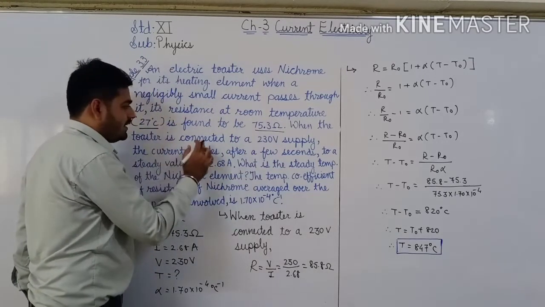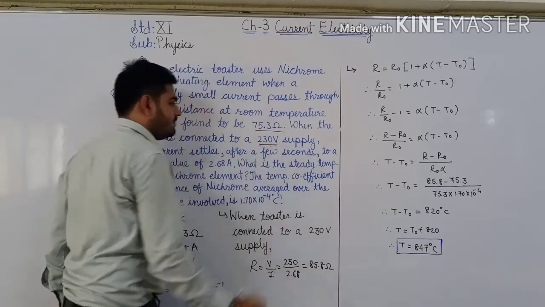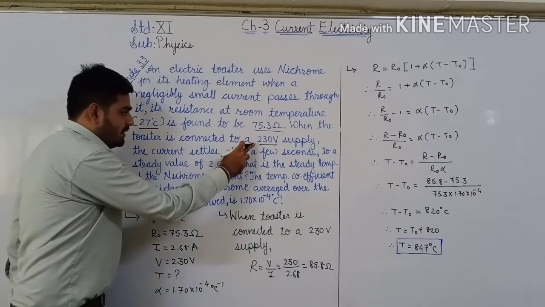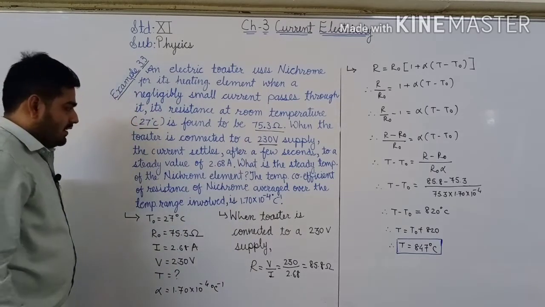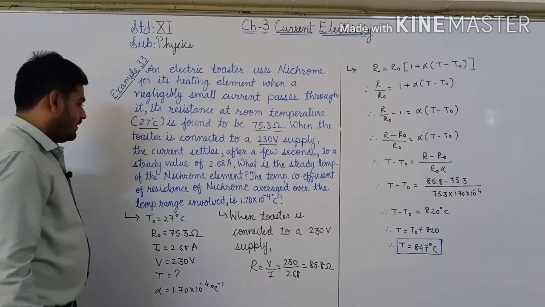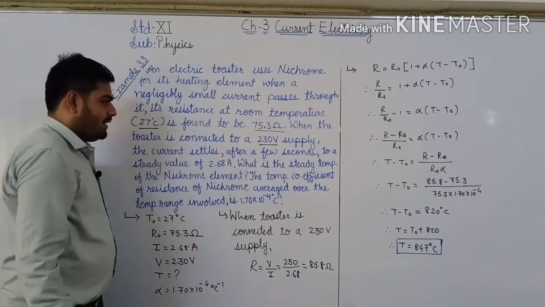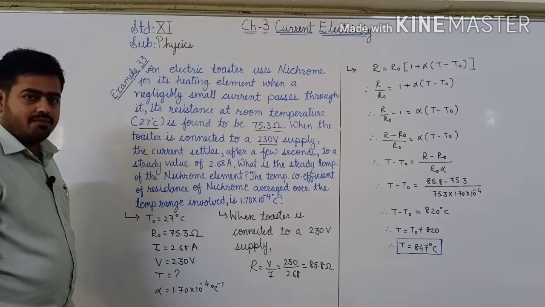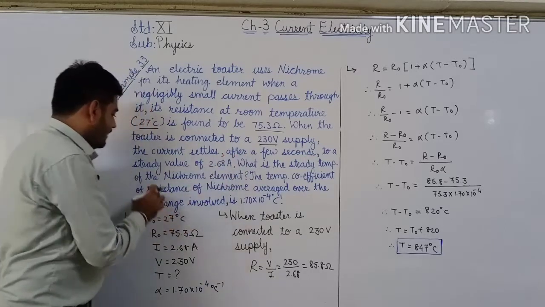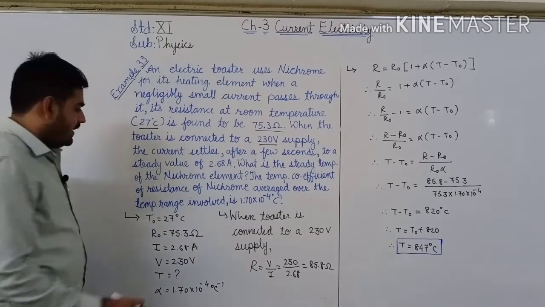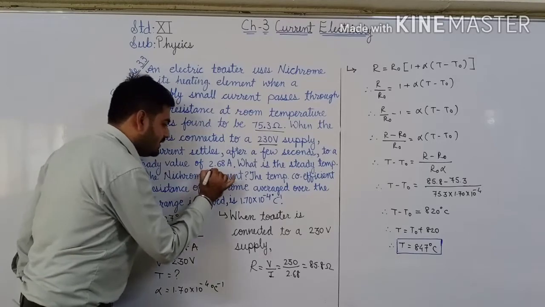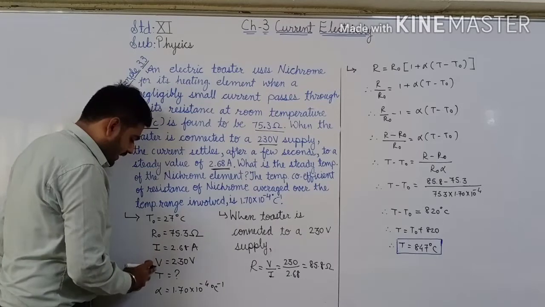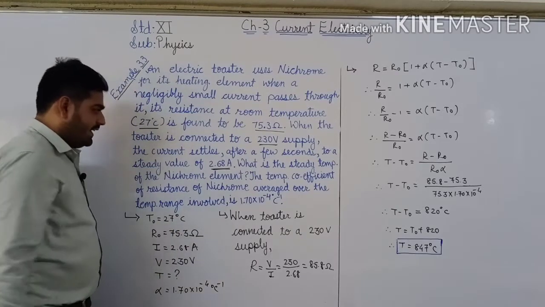When a toaster is connected to a 230 volt supply. 230 volt supply, it means potential difference V is 230 volt. The current settles after a few seconds. As soon as we connect the battery, the motion of electrons will start. After a few seconds, the value of current will be steady, and that steady value of current is 2.68 ampere. So steady value of current I is 2.68 ampere.